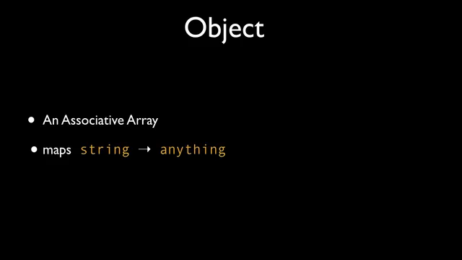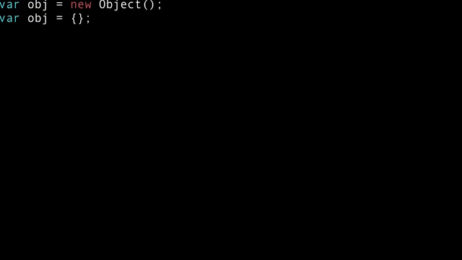If we think about the object as a data structure, what is it? It's an associative array that maps strings to anything. And it also has the prototypical inheritance that we know and love. So let's have a look at an object.